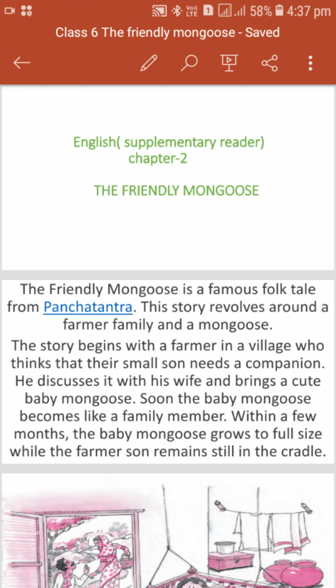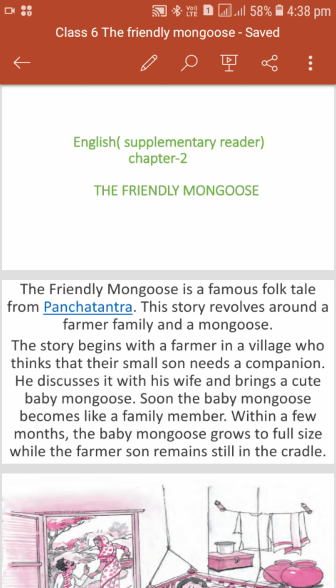This story revolves around a farmer family and a mongoose. The story begins with a farmer in the village who thinks that their small son needs a companion.